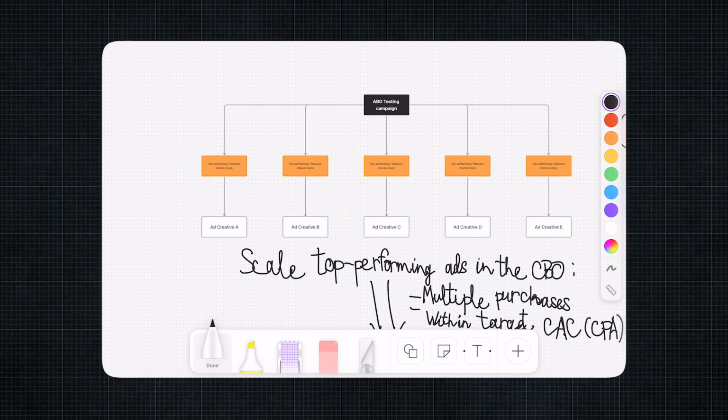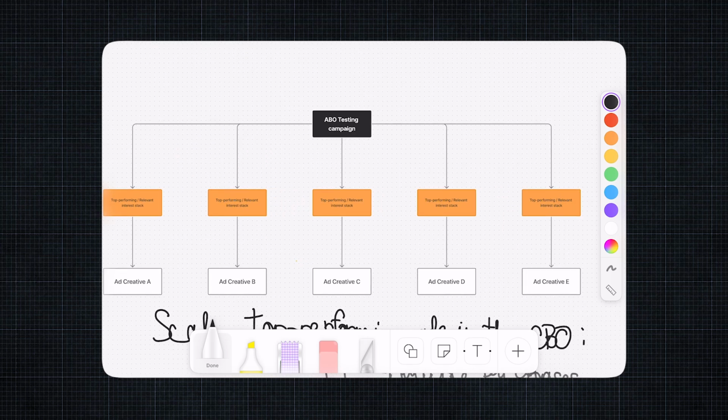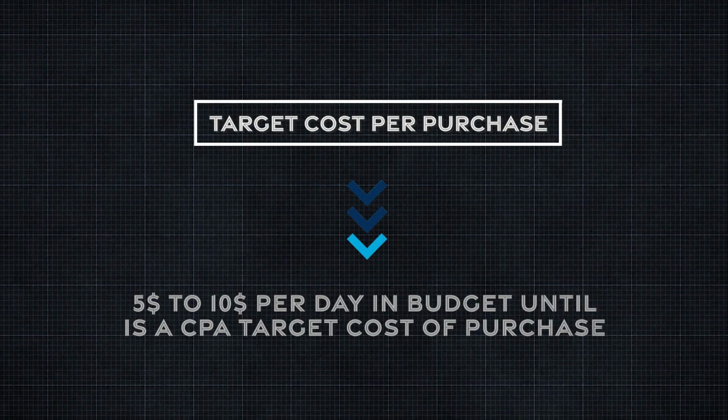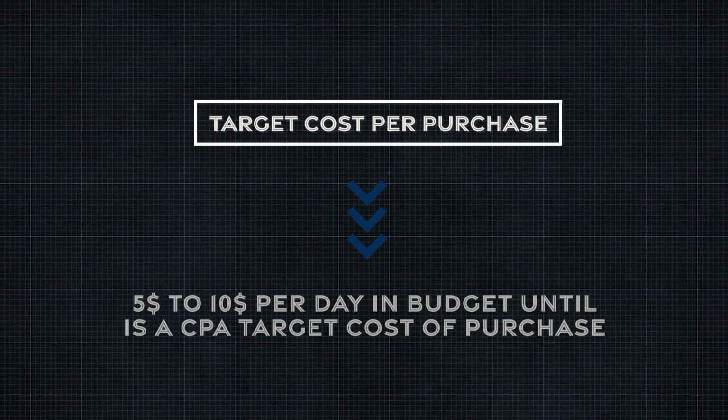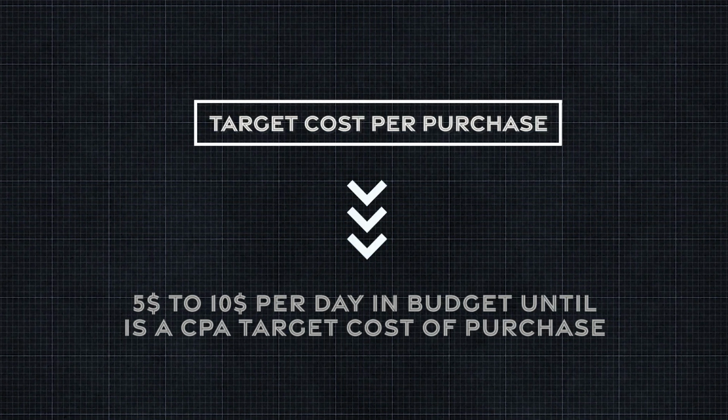Let's actually switch here. You can see our ABO testing campaign. The way it's structured is we put each individual new ad creative that we test in its own dedicated ad set, and run them alongside each other at roughly $5 to $10 per day in budget up until the target CPA, or target cost per purchase, or maybe slightly past that, say 1.5x the target CPA. And then if no conversions occur, we kill the losing ads.